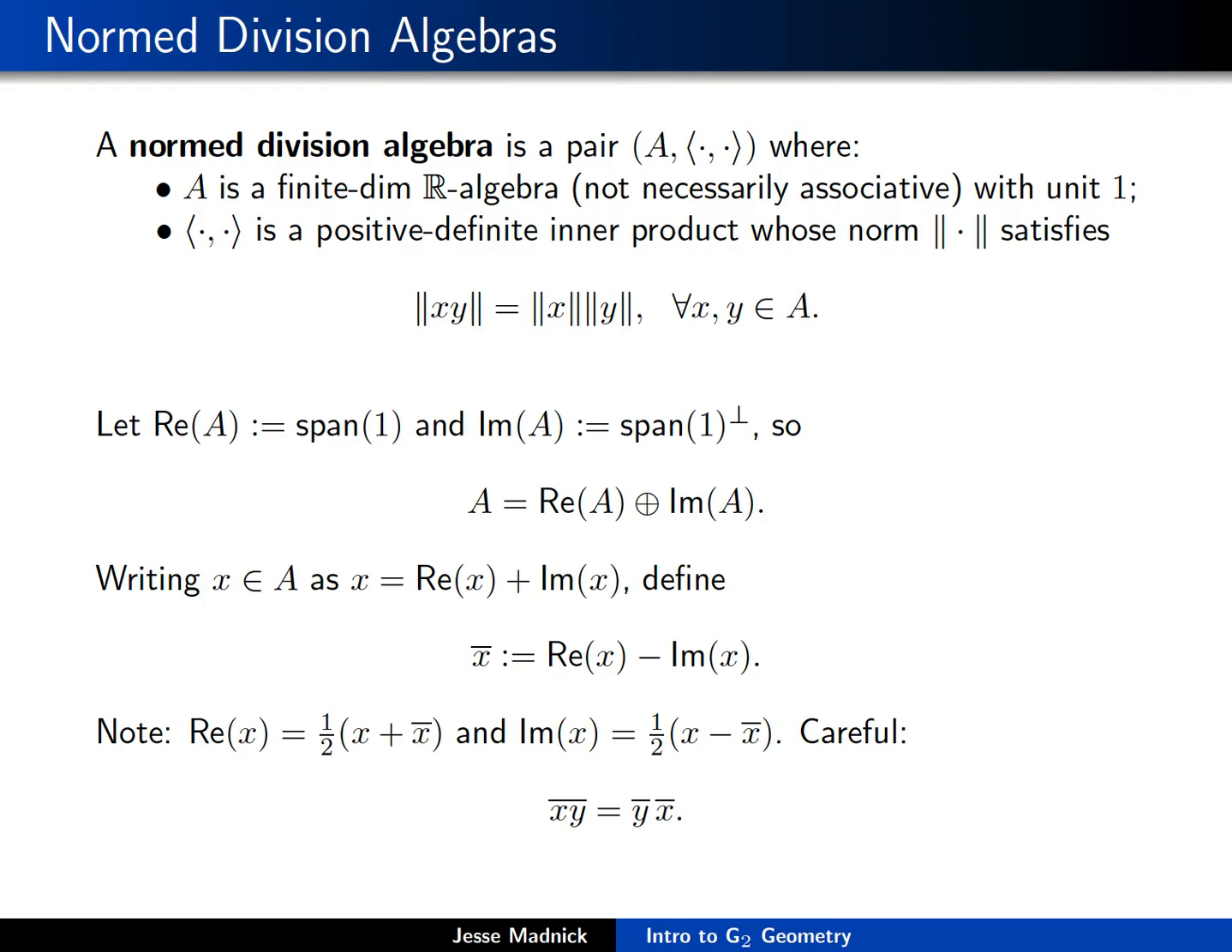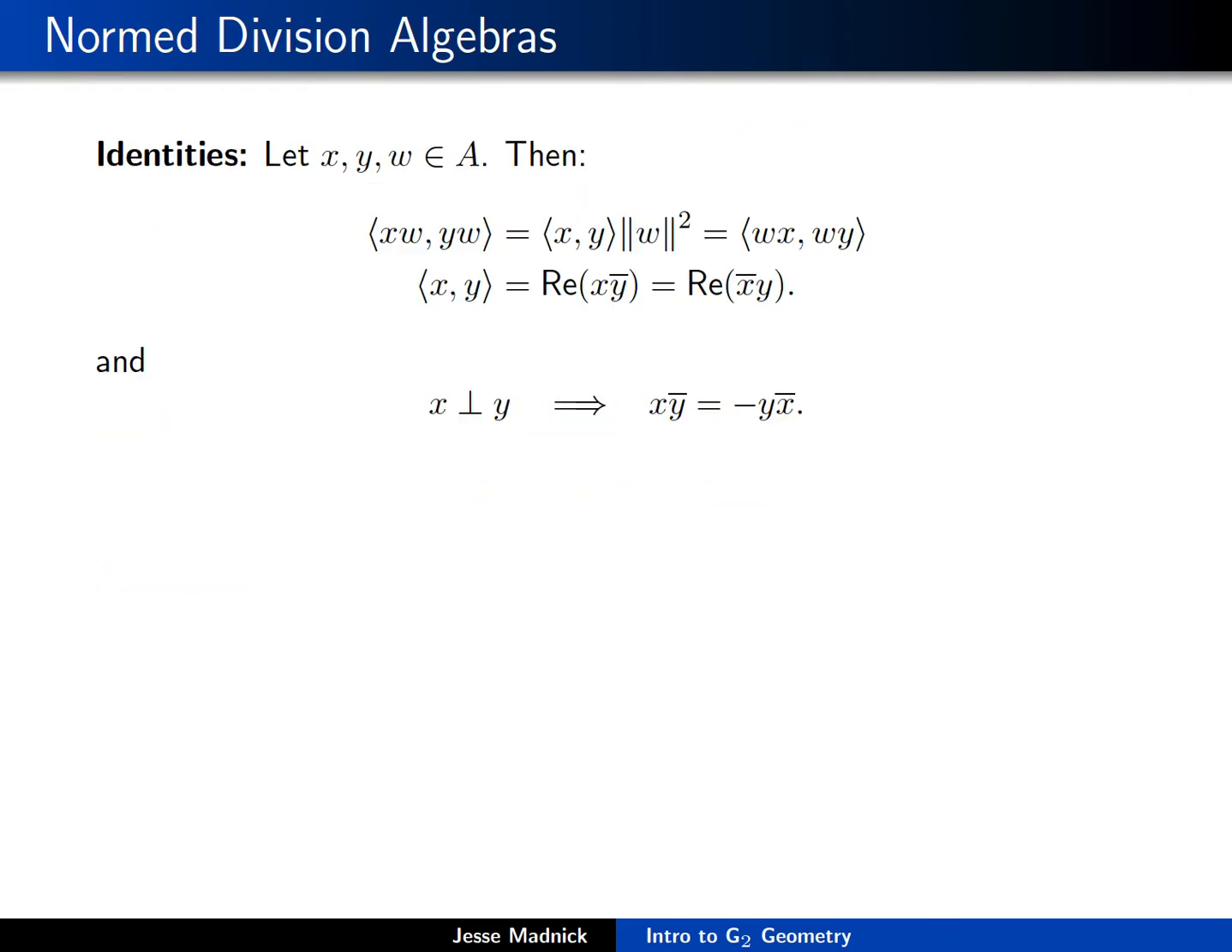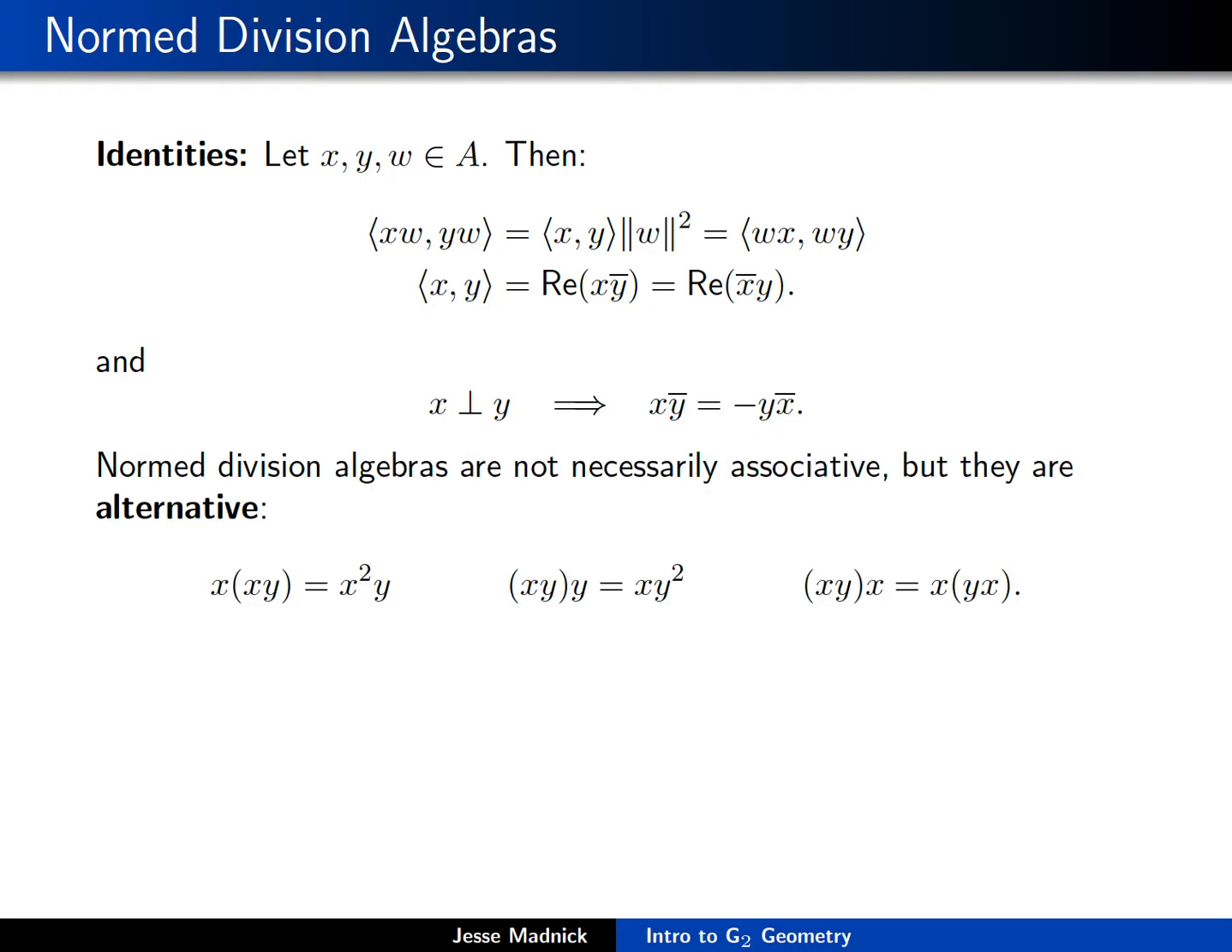But you have to be just a little careful because the conjugate of xy is the conjugate of y times the conjugate of x. And remember, the multiplication is not necessarily commutative, so you do have to worry about this a little bit. Here are some identities which are useful, very important actually when you deal with norm division algebras. You can pull out multiplication from inner products in a certain sense. And if x and y are orthogonal, then x y bar is negative y x bar.